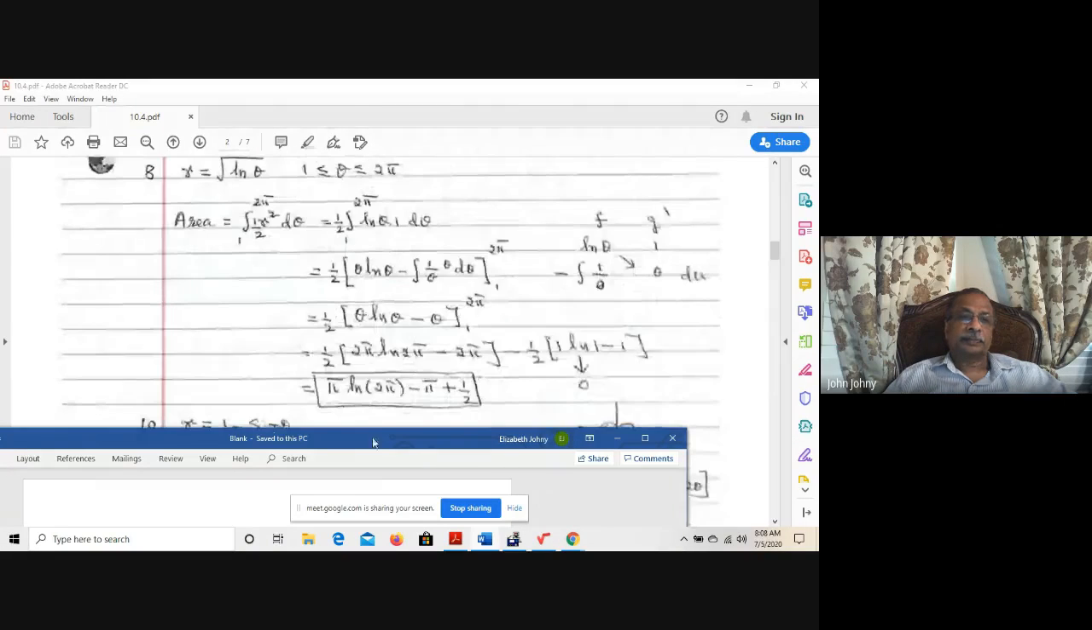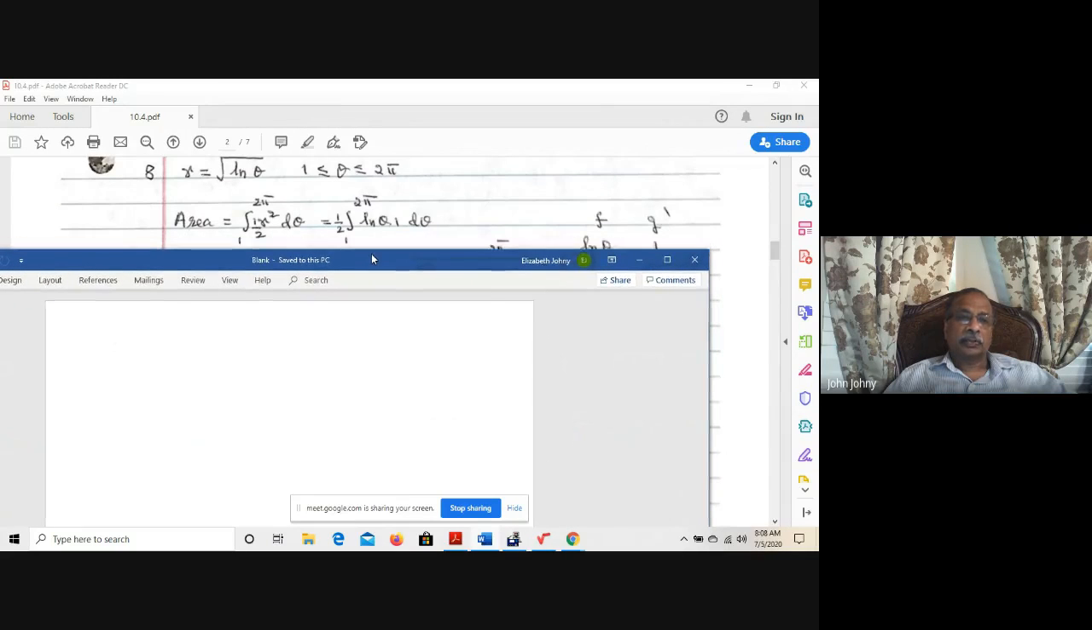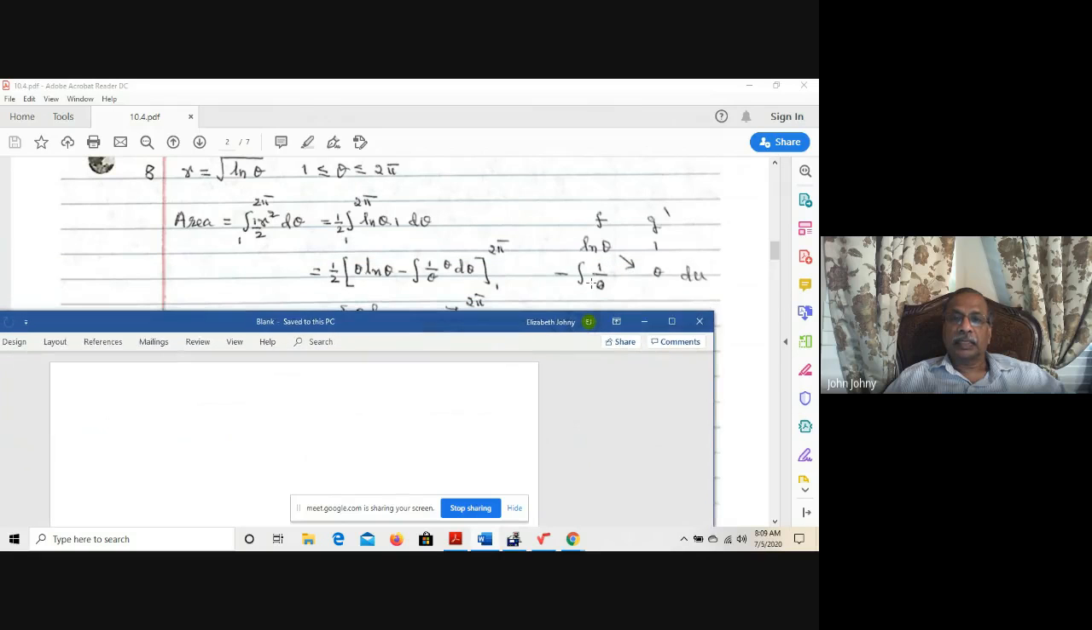Number 8. r is equal to the square root of natural log of theta. Theta varies from 1 to 2 pi. Area is the integral from 1 to 2 pi of 1/2 r squared d theta. That 1/2 is pulled out. 1/2 times the integral from 1 to 2 pi, r squared is natural log of theta. I wrote natural log theta times 1 d theta in order to apply integration by parts. So I have done the integration by parts here.